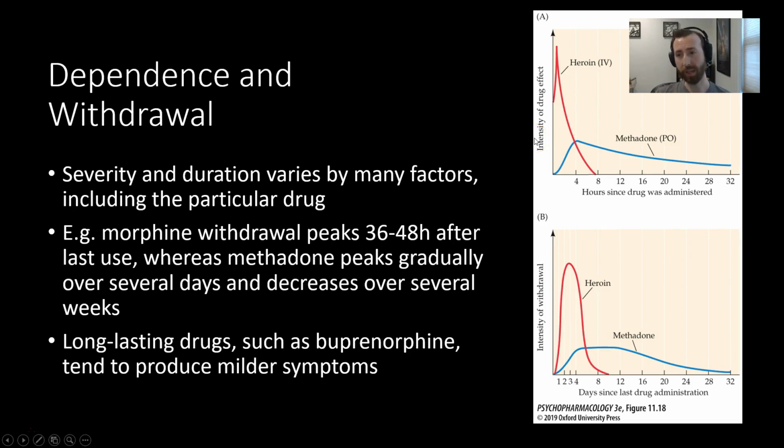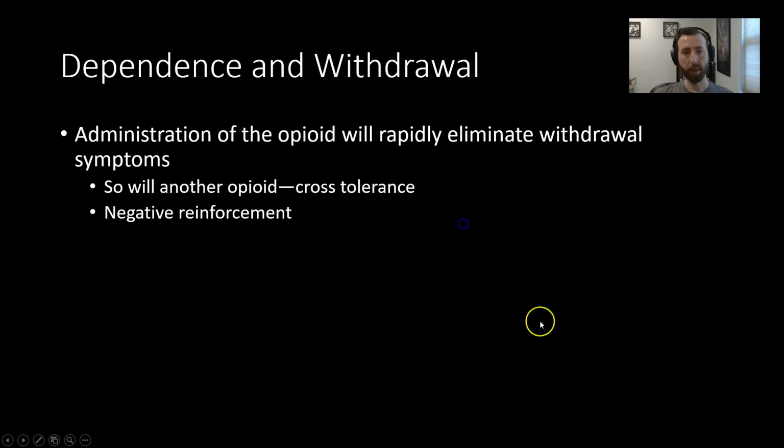Drugs that reach high saturation quickly and produce really strong effects tend to have a similarly sharp and unpleasant withdrawal curve, whereas methadone produces a much less intense drug effect and also a much more gradual withdrawal, as you can see here. This is one of the reasons why drugs like methadone and buprenorphine are preferred as ways to ease withdrawal symptoms. So continuing on with that, during a withdrawal state, administration of an opioid will rapidly eliminate withdrawal symptoms, as will another opioid, right? Because of those cross-tolerance mechanisms we talked about, since they're all operating through the same channels, using a different opioid than the one that you're coming off of can also eliminate withdrawal symptoms.